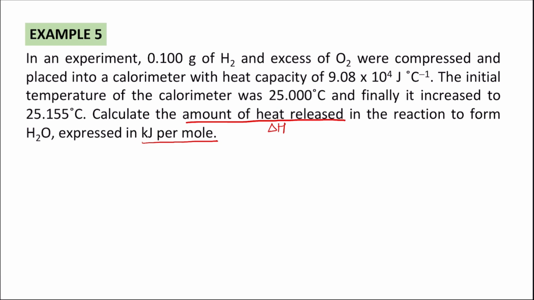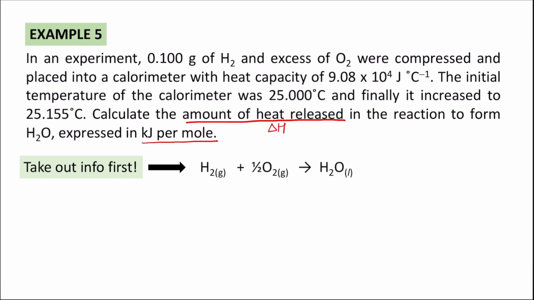So cara pertama for this one, keluarkan information. So when you take out the information, awak boleh tahu reaction ini antara hydrogen dan oxygen. So buat equation, awak dapat water. So we can see that mass untuk hydrogen adalah 0.100 gram dan ini adalah limiting reactant. Kenapa? Sebab dia bagi tahu excess of oxygen. So, oxygen akan jadi excess reactant.